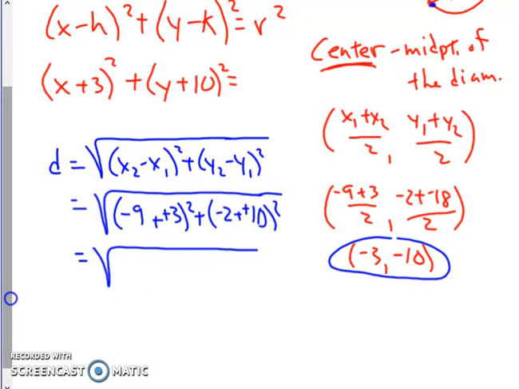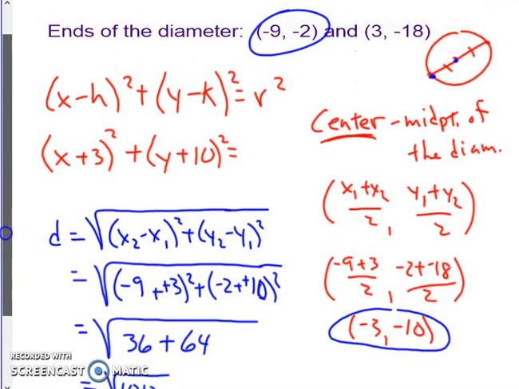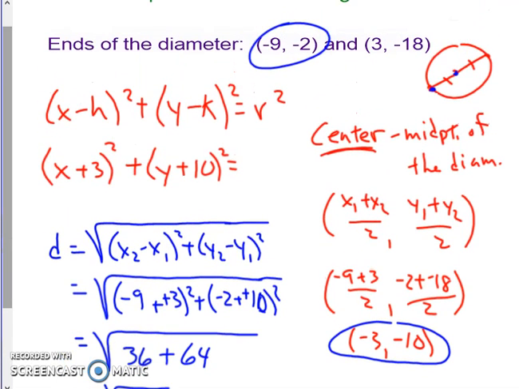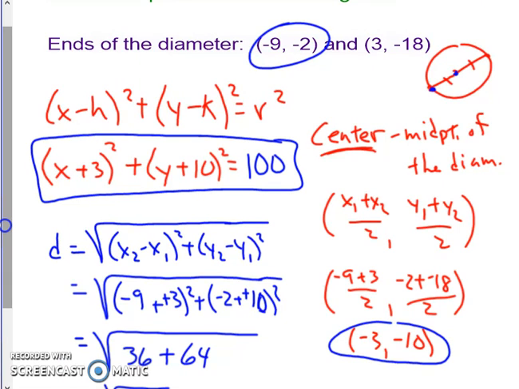So negative 9 plus 3, that's going to give us negative 6 squared, which would be 36. Plus over here we have negative 2 plus 10, so that's going to give us 8 squared, which is 64. 36 plus 64 gives us a square root of 100. Therefore, we get this to be a radius of 10. Now, in our formula, we are plugging in r squared, so we're actually going to take the 10 and square it, so it would be equal to 100.